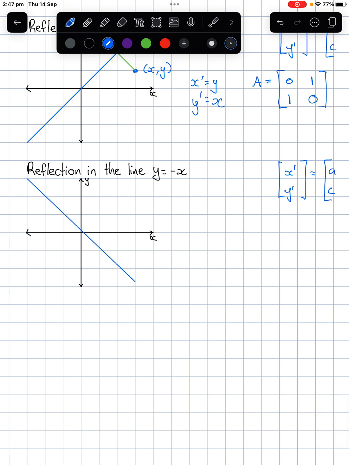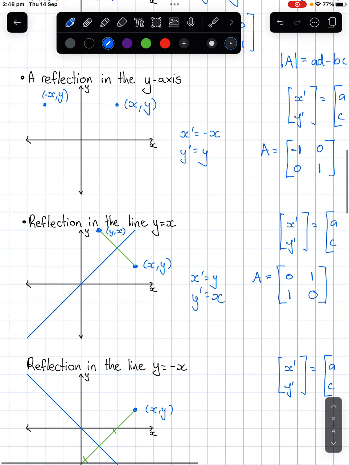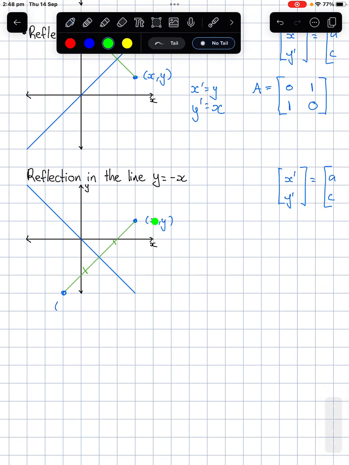Our final one here is a reflection in the line y equals negative x. So if we get this down here, let's just pick the same value again. This here at the moment is x and y, and I've picked that 3 and 1. If we're reflecting in this line, it means we're coming out here, because the reflection line will be the same on either side of the mirror, and it'll be a straight reflection. Whatever my x value here is 3, my y coordinate is now negative 3.